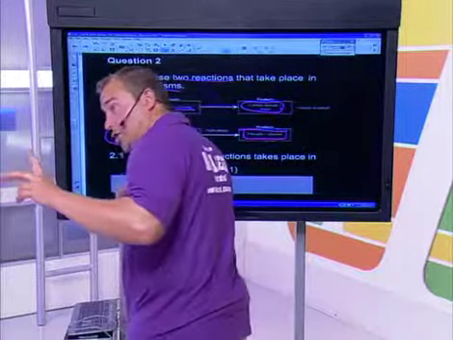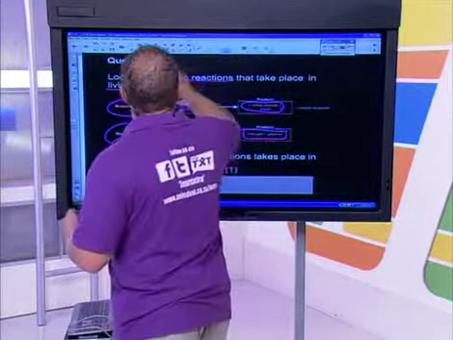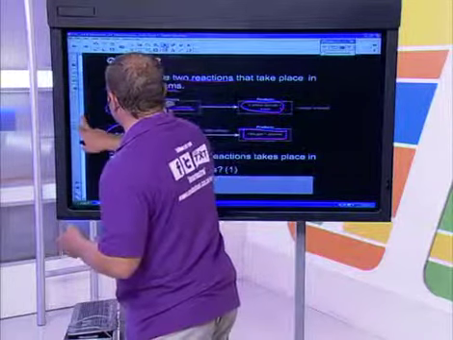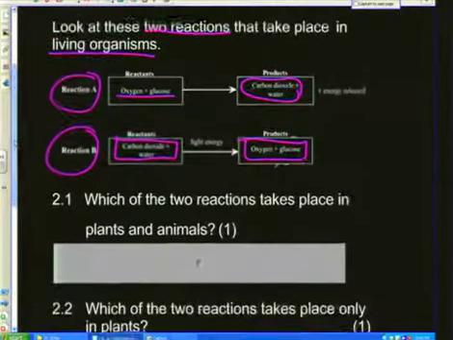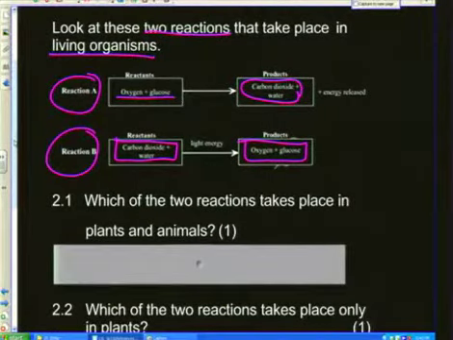Keep watching. Okay. Which of these two reactions take place in plants and animals? Hey, hold on. That doesn't make sense, does it? Okay, let's look at this again. Reaction A is where we take oxygen and glucose.